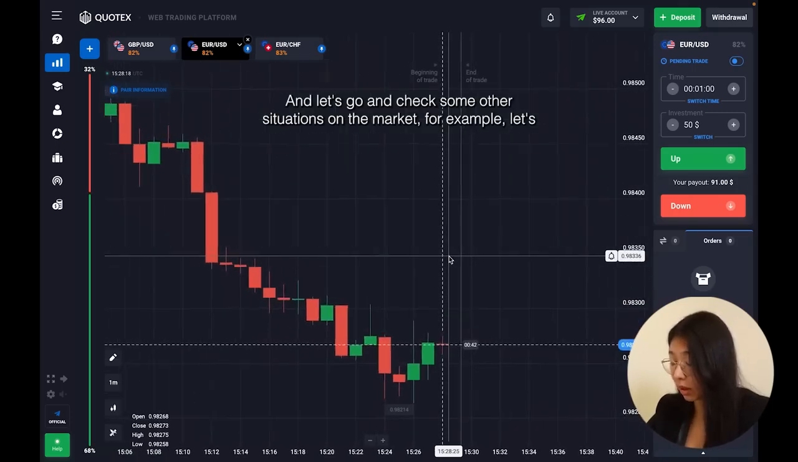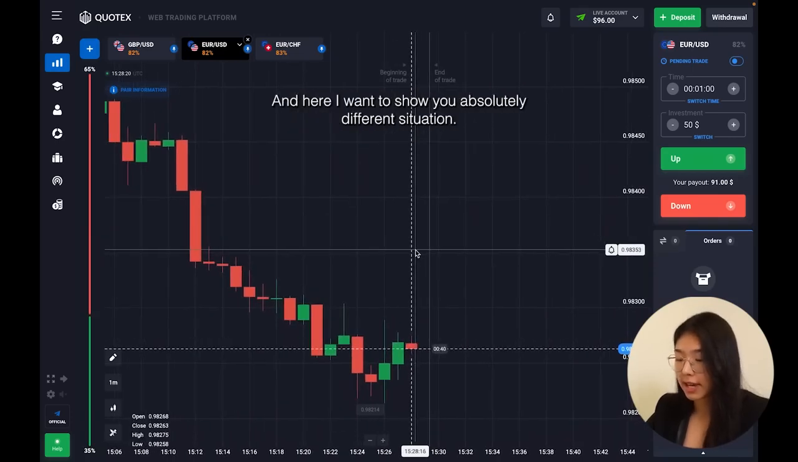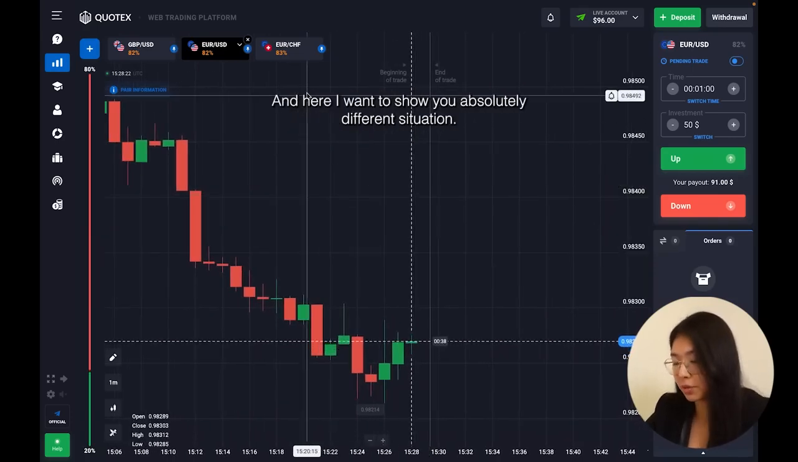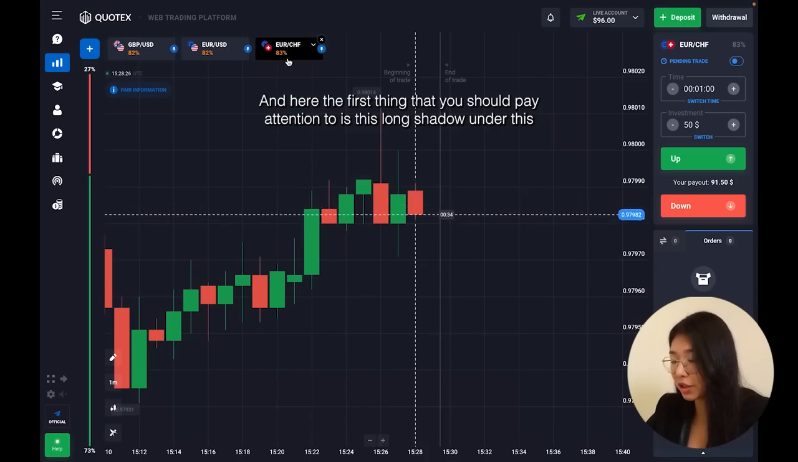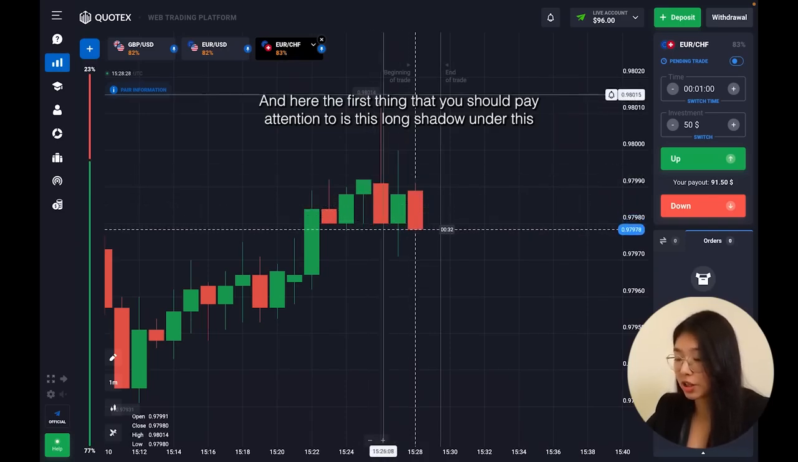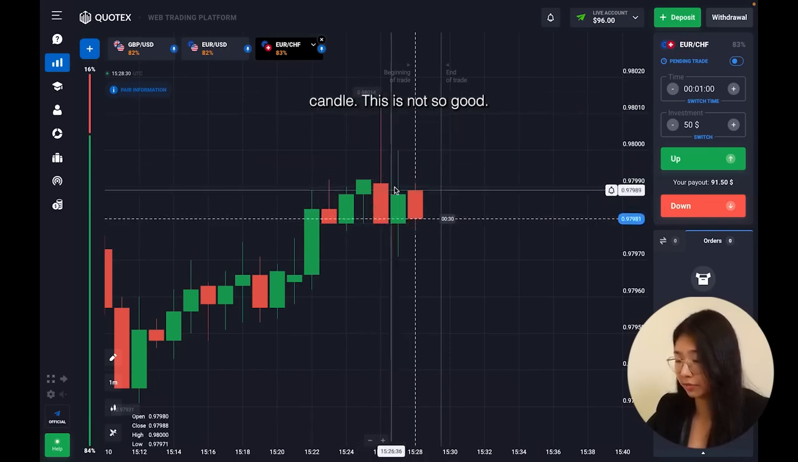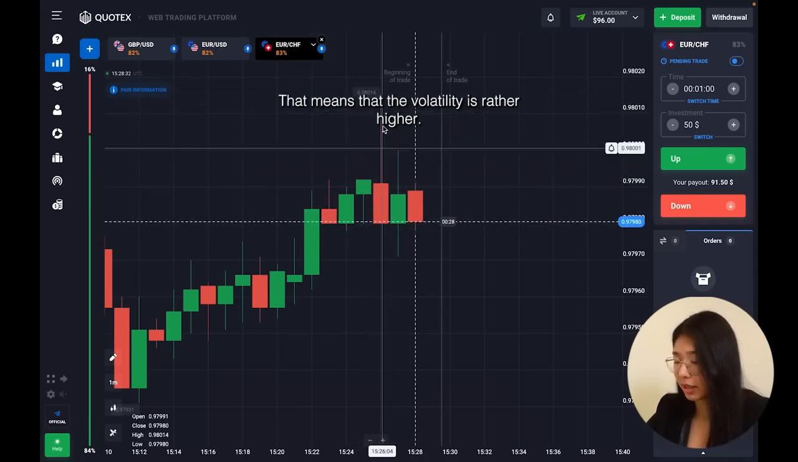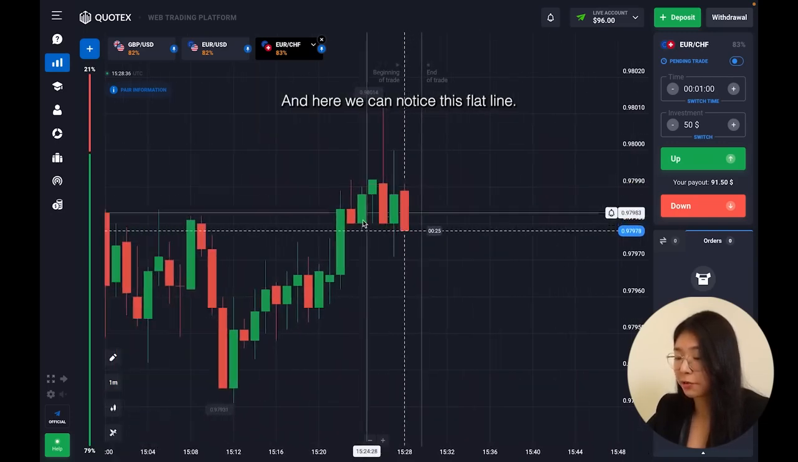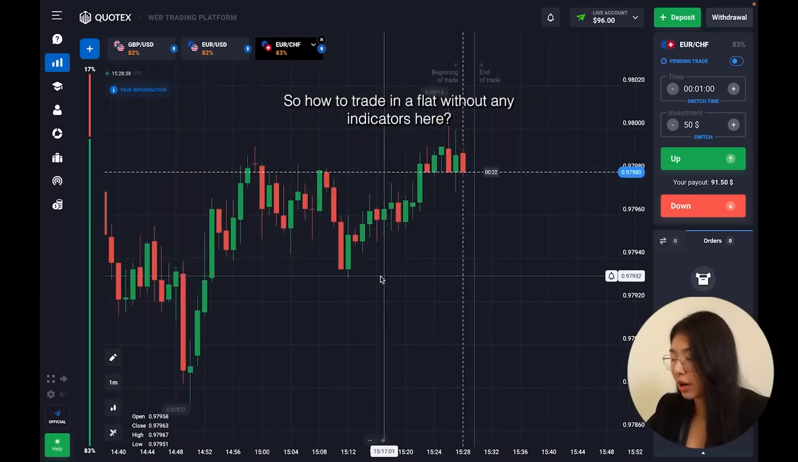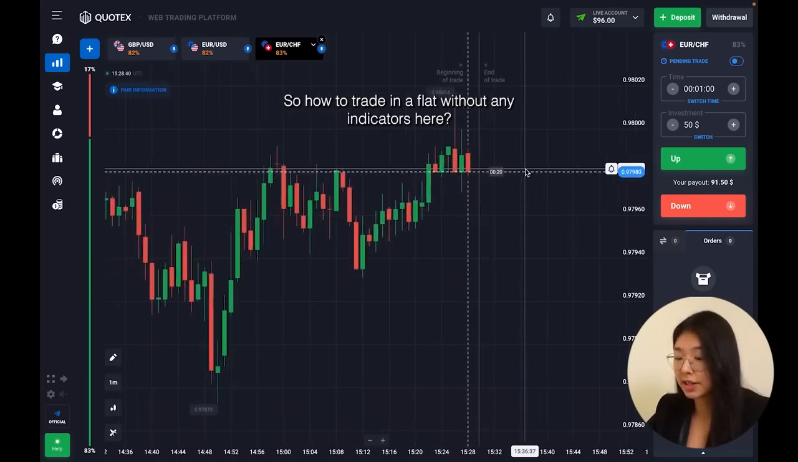For example, let's go to euro Swiss franc. Here I want to show you an absolutely different situation, and the first thing that you should pay attention to is this long shadow under this candle. This is not so good. That means that volatility is rather higher, and here we can notice a flat line. So how to trade in a flat without any indicators here?